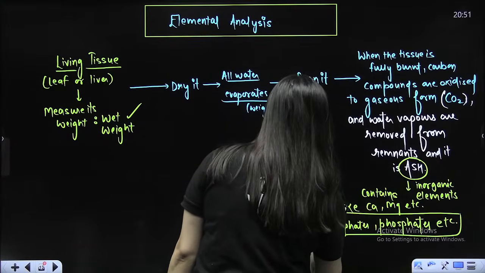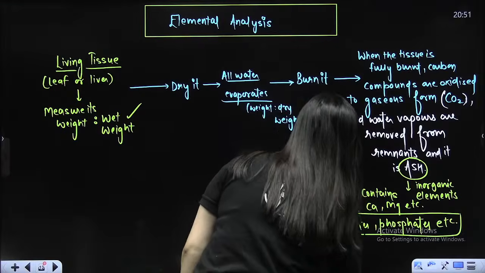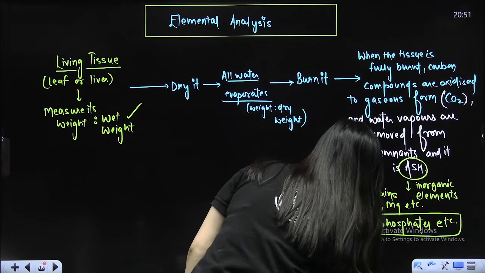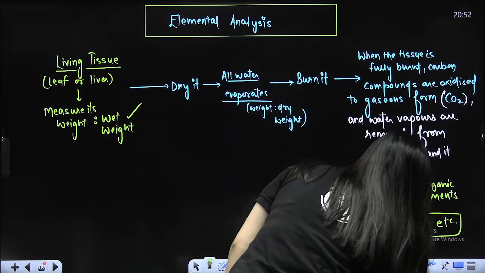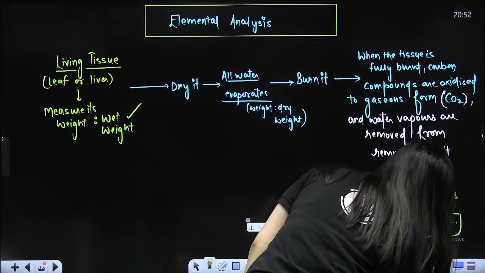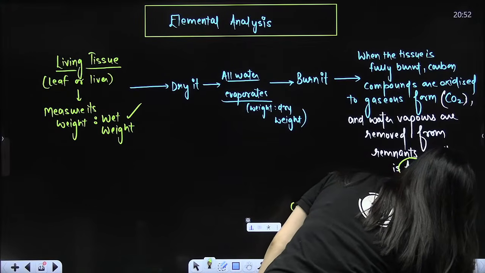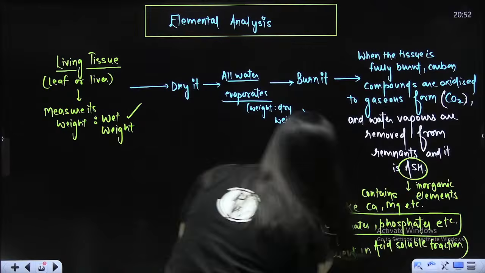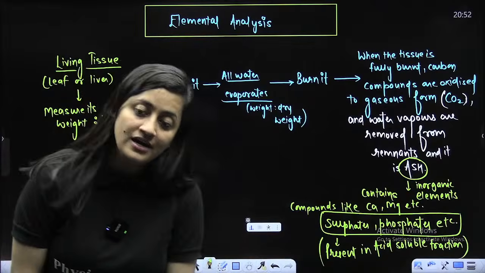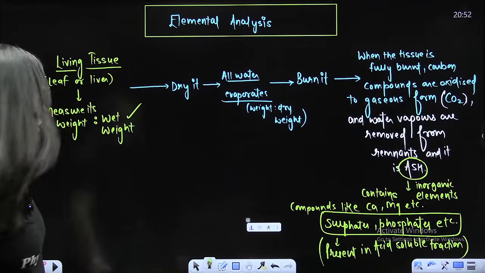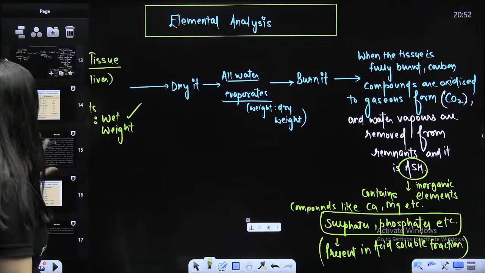Any doubt? So these are the things which are even present in the acid soluble fraction. So I hope this part is clear. The acid soluble fraction is not just showing you the organic things, it is also showing you the inorganic elements and compounds. So this is what we have learned in this particular experiment.